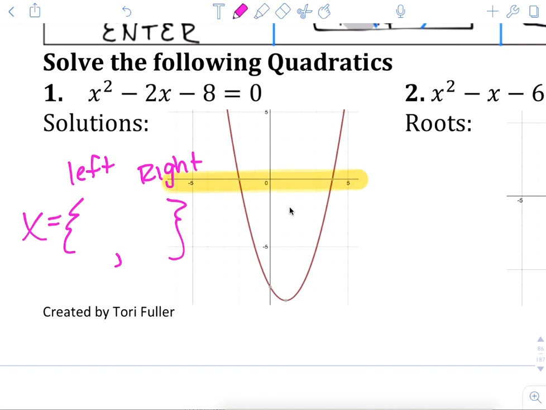Okay, so if I look at problem 1, I notice the origin is right here, so -1, -2. That's my first answer, -2. Where's my second answer? Well, 1, 2, 3, 4. So my solutions for where my graph hits the x-axis is at -2 on the left and +4 on the right. That's it. That's all you're learning to do right now, okay? You already know what the answer should look like. I'm just telling you what it means to get it on a graph, okay?